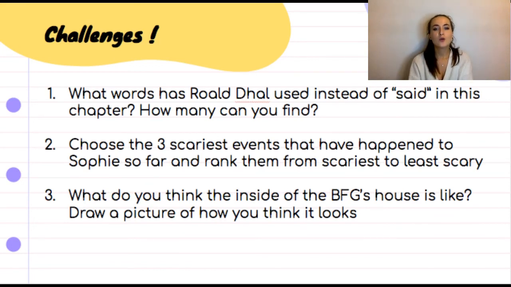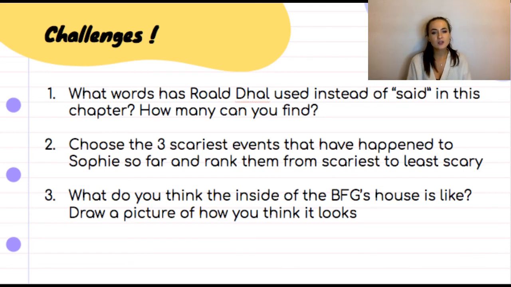So the first one, what words has Roald Dahl used instead of said in the chapter? So how many words can you find? I think there's synonyms, sounds like cinnamon, but they're synonyms for the word said. So it means the same thing, but he said it. So for example, cried or boomed. See how many different ones you can find and what is the total amount that you find altogether. The second one that you can choose from is choose the 3 scariest events that have happened to Sophie so far. So Sophie's had quite an eventful time, and rank them from scariest to least scary. And you can give a reason for why you've decided to do that as well.